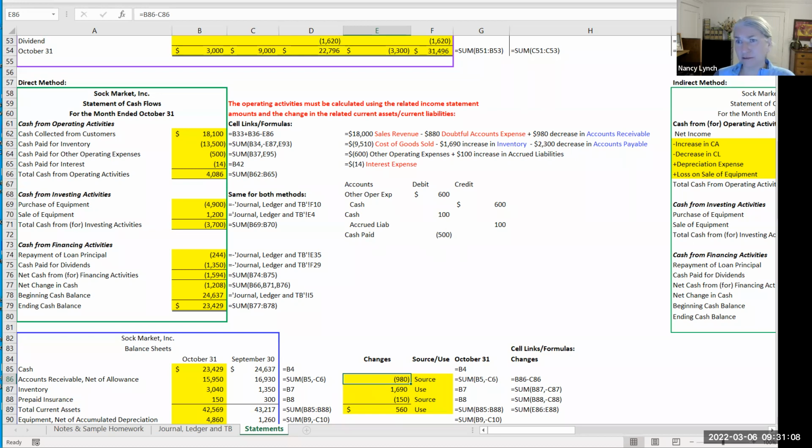I hope that's helpful. If it's not, you figure what works best for you in terms of thinking through whether something is a source or use, whether it increases or decreases, and when you look at the expense versus the balance sheet to get to your cash collected or cash paid.